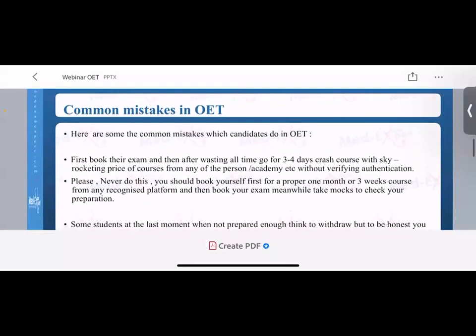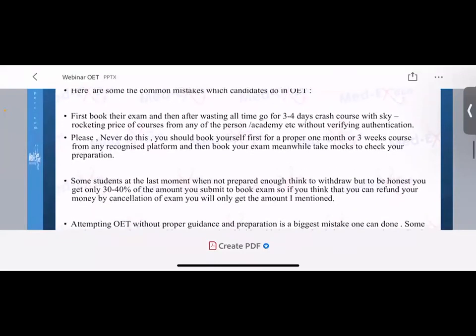Okay, now come to the mistakes, which is our topic today. So, common mistakes in OET. Here are some common mistakes which candidates make in OET. These are: first booking their exam, and then after wasting all their time, going for a 3 to 4 day crash course at a skyrocketing price from any other person or academy without verifying authenticity.